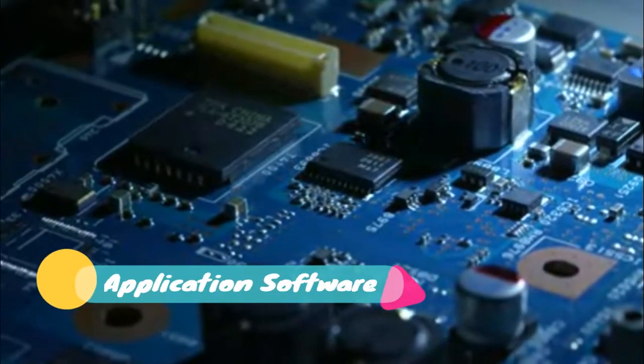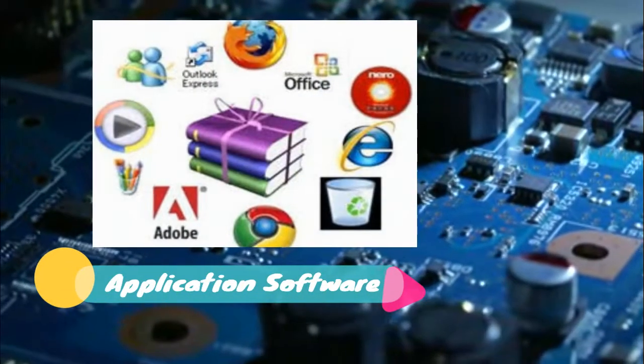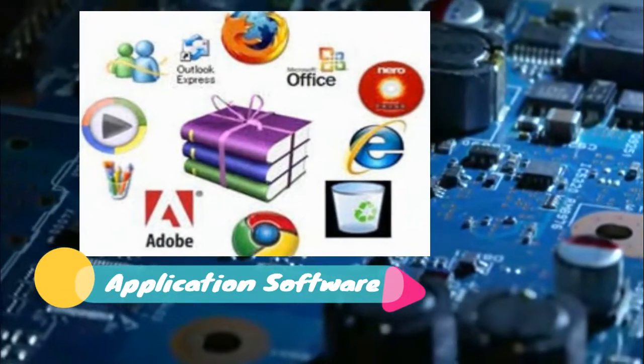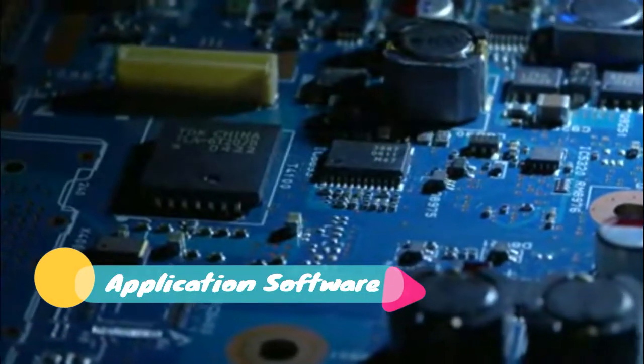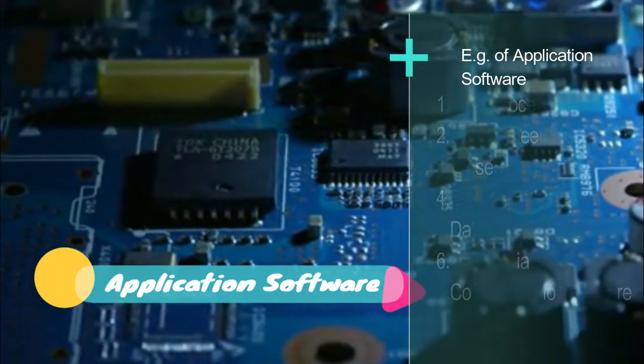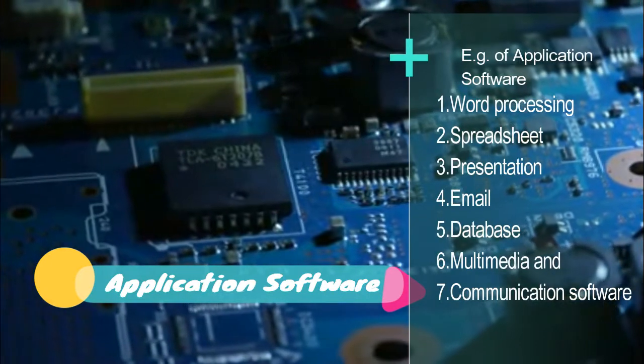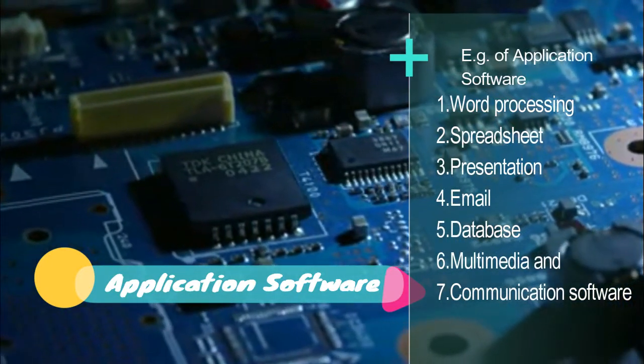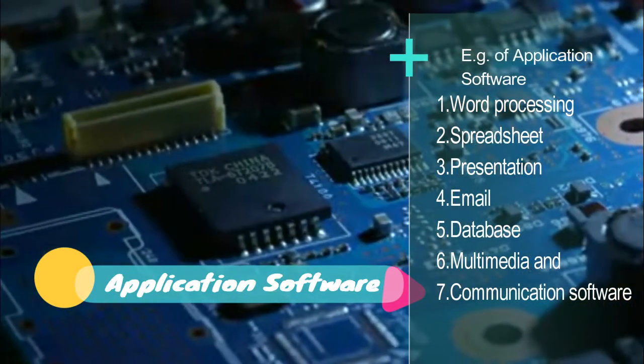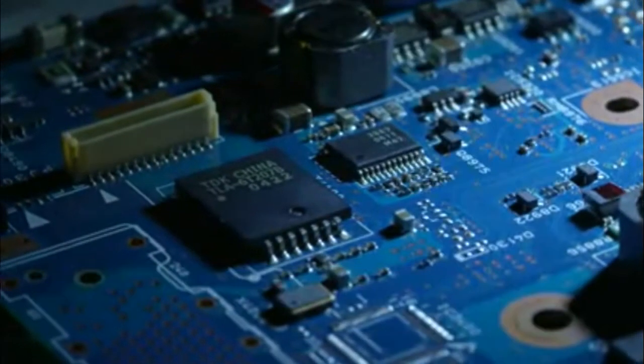Application software. It is designed to enable the user to perform a specific task on their computer. Common types of software are word processing, spreadsheet, presentation, email, database, multimedia, and communication software.